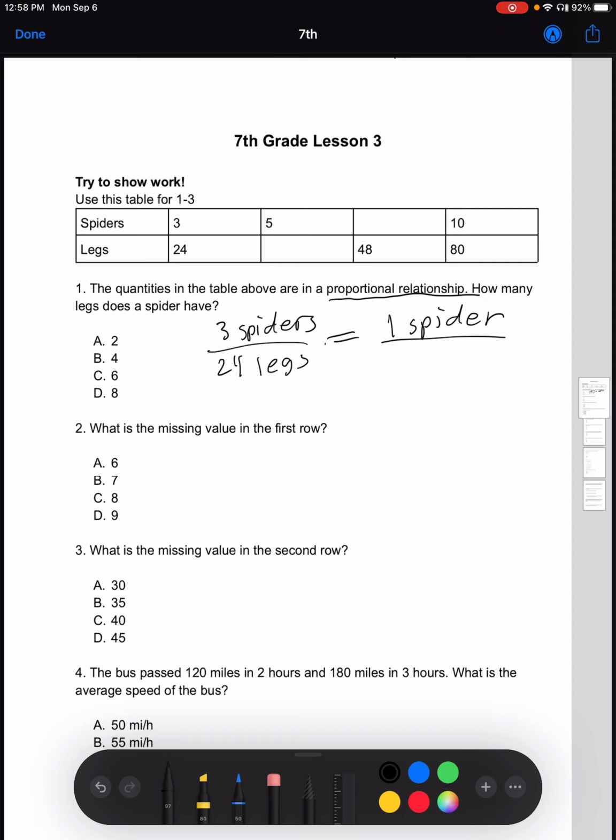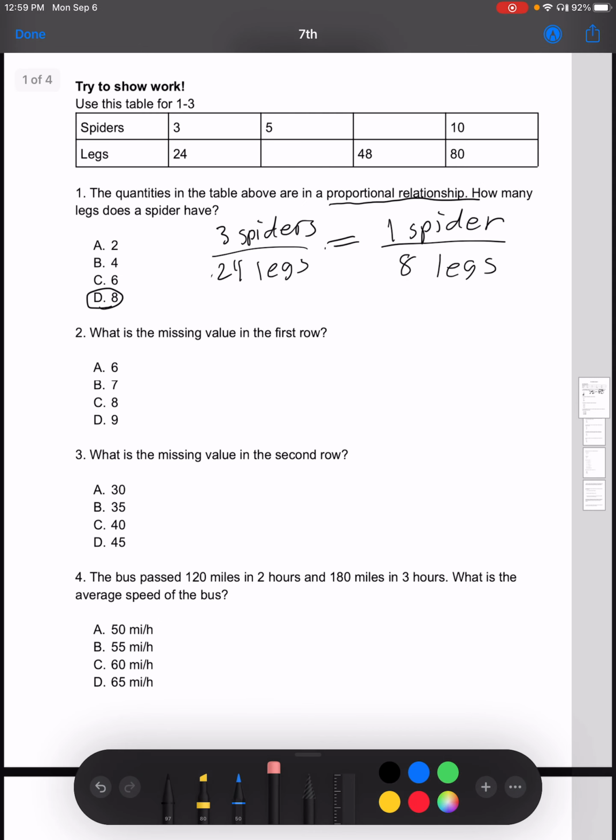Well, again, these are proportions, so they must be equal. To get from the 3 to the 1, we divide by 3, and thus we must divide the bottom by 3 as well. We get 8 legs. One spider will have 8 legs. Another way to think about this is that we made a fraction out of the values of the table, 3 over 24, and we just simplified it to 1 over 8 by dividing the numerator and denominator by 3. So we now know that one spider has 8 legs. Therefore, the answer for number 1 is D.